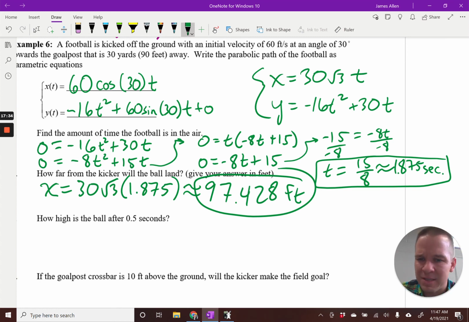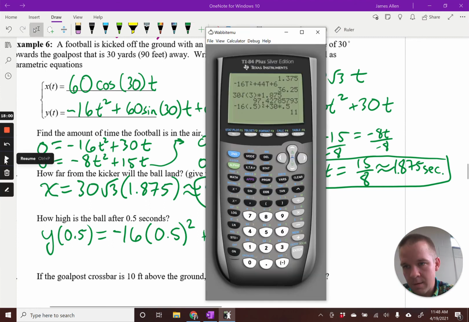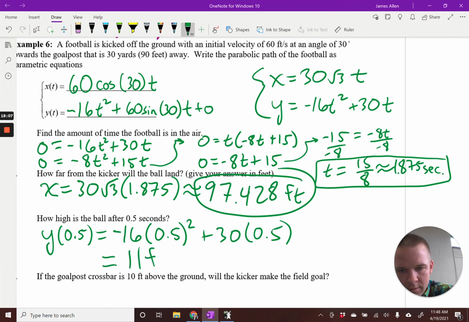All right, next one. How high is the ball after 0.5 seconds? A lot of this is all just about which equation to use. Well, that would be my height one. So think of it as y of 0.5 is equal to, and I'm just going to plug in 0.5 to that one. So negative 16 times 0.5 squared plus 30 times 0.5. I'll plug that in my calculator, and I get 11 feet. Make sure we have our units right this time. So 11 feet high after a half a second.